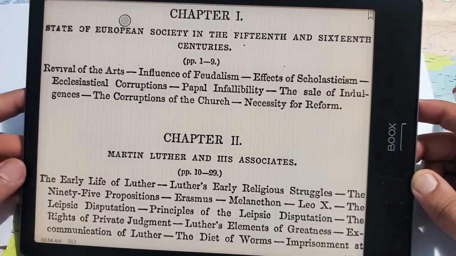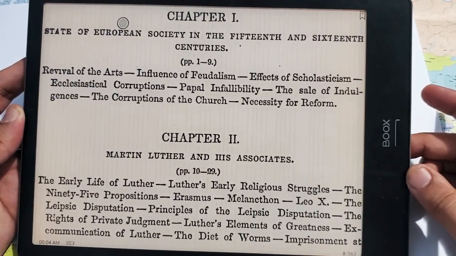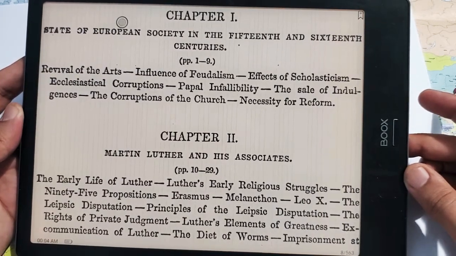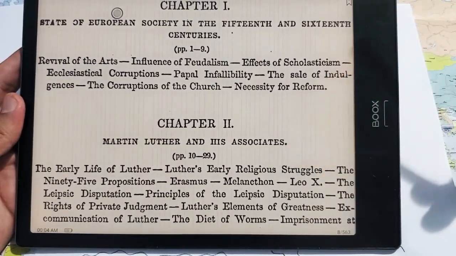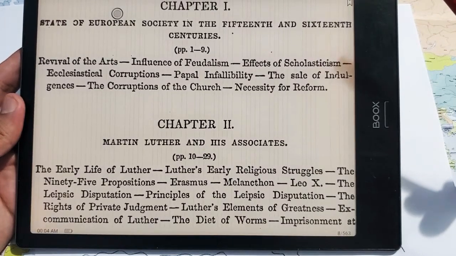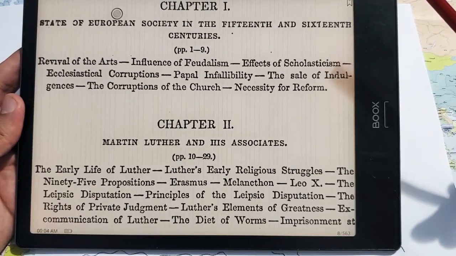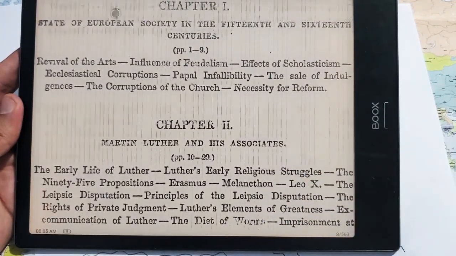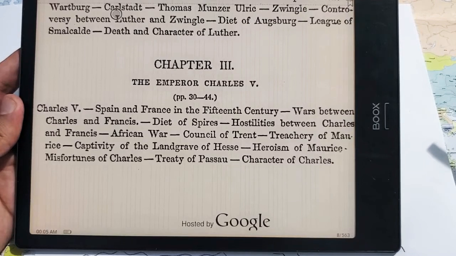What we've discussed so far was how feudalism and scholasticism and ecclesiastical corruptions and papal infallibility and the sale of indulgences and the corruptions of the church caused the necessity for reform. And we also discussed in prior episodes the early life of Luther, his struggles, the 95 Propositions, Erasmus, Melanchthon, and Leo X, the Leipzig Disputation, and Luther's Elements of Greatness. Finally, the Diet of Worms and his imprisonment, leading to the Zwingli controversy and the Diet of Augsburg, the League of Smalcald, and the death of Luther.